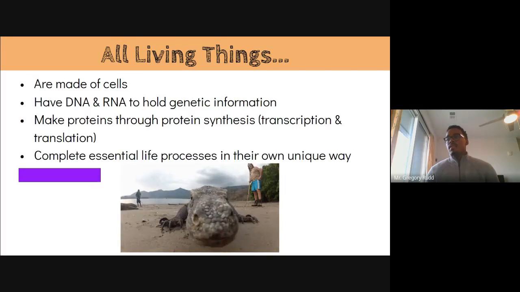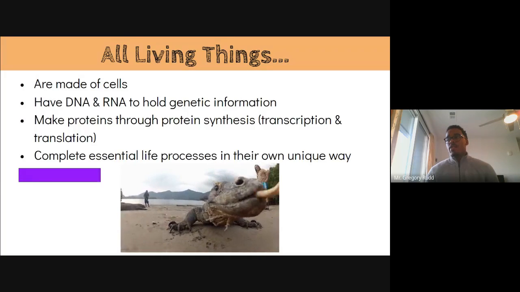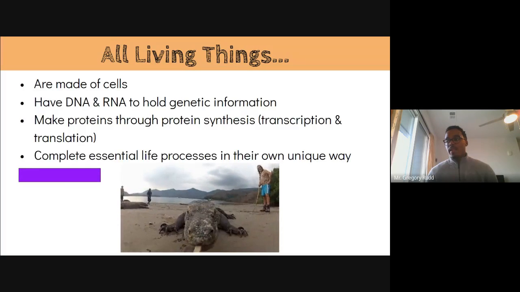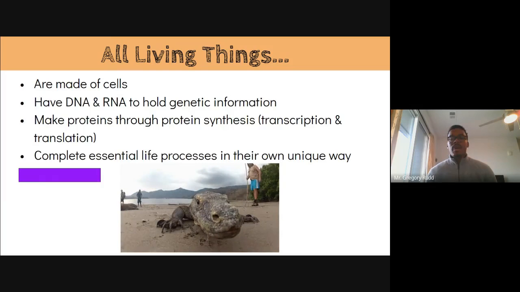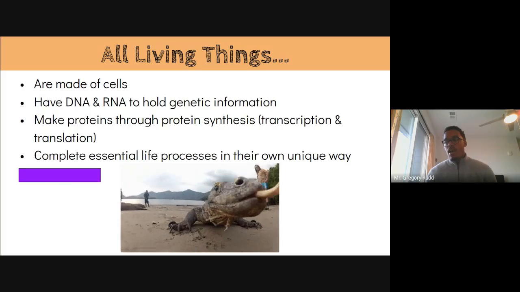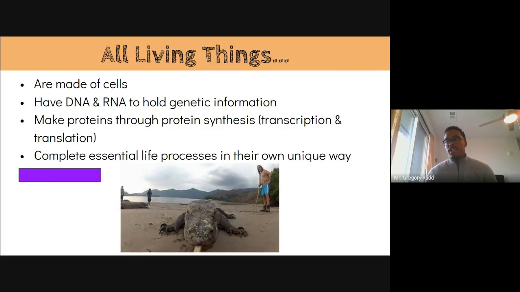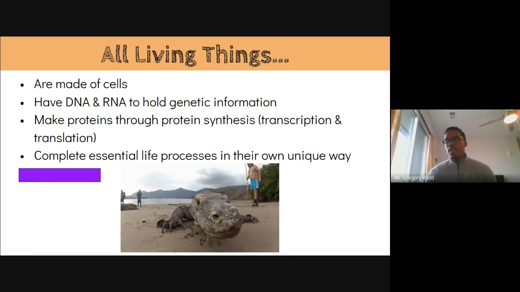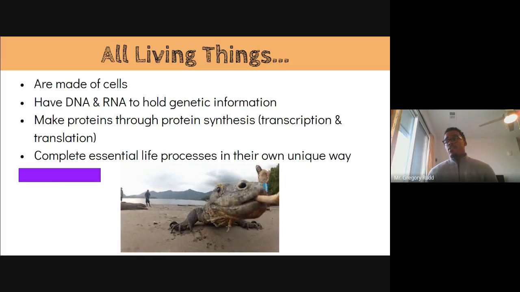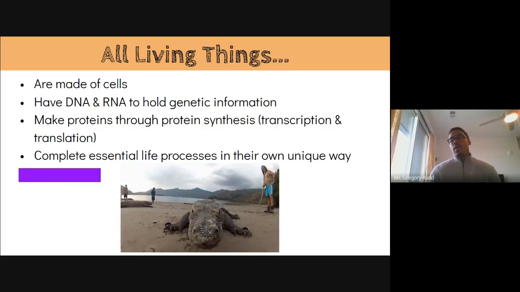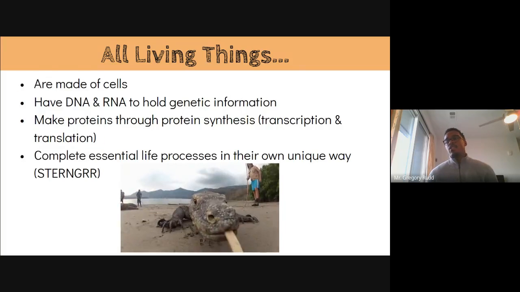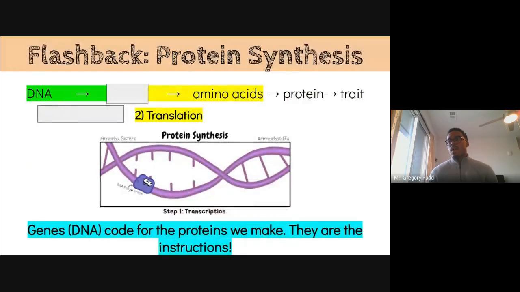All living things have to make proteins through a process of protein synthesis, which we'll talk more about in the next slide. But the process of protein synthesis involves transcription of DNA to RNA, and then translation of RNA into amino acids. All living things finally have to complete essential life processes in their own unique way, and that is STERNGRR.